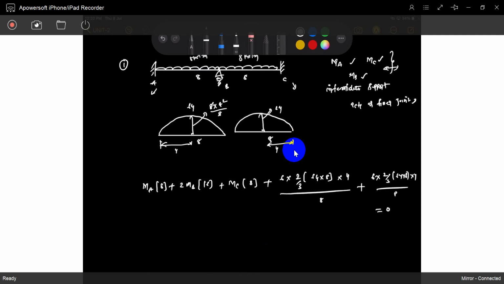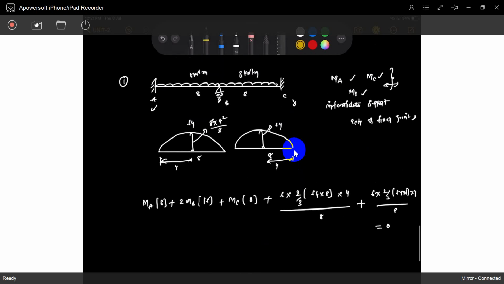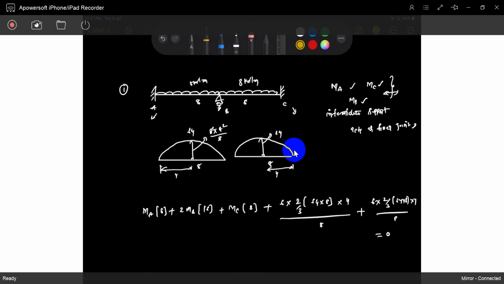We have only one equation, but three unknowns. How will we solve it? Now you can solve this problem like in the previous problem. Expand it and maintain A dash. Now another span is A dash AB, and you will get another equation in terms of MA and MB, since MA dash is 0.